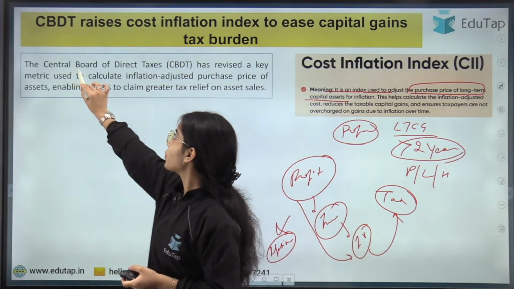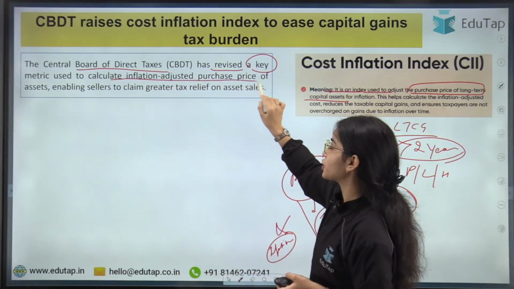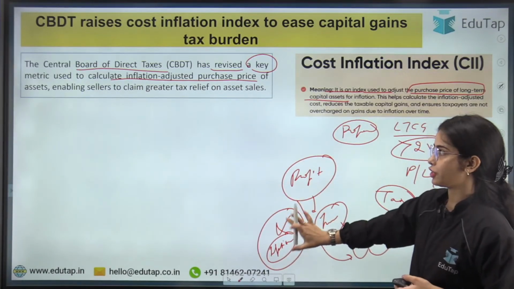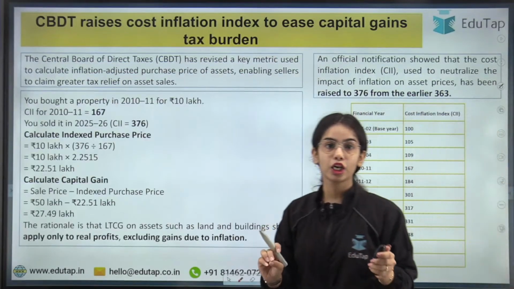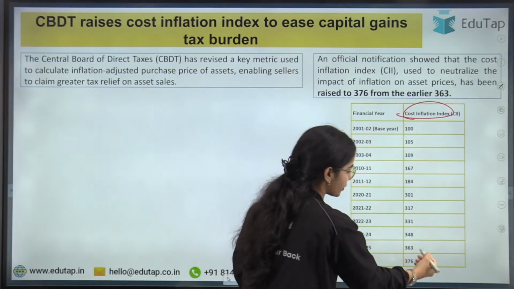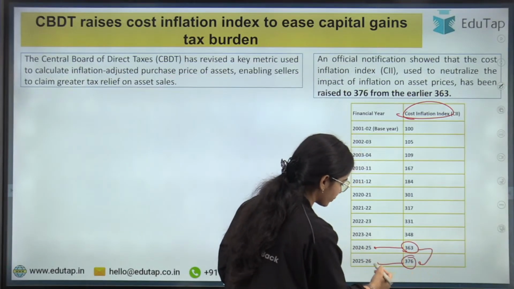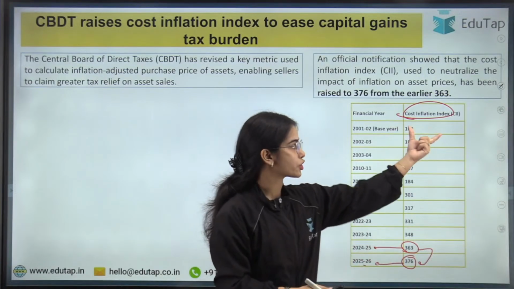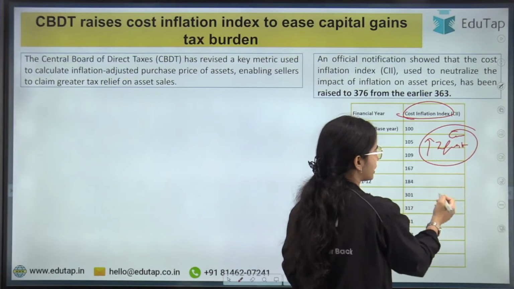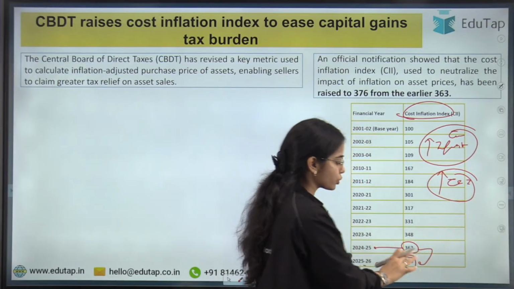The CBDT, that is the Central Board of Direct Taxes, has revised a key metric used to calculate the inflation-adjusted purchase price of an asset. We are basically adjusting the purchase price for inflation. Let's take an example so that you have better clarity. First of all, the cost inflation index value has increased from 363 in 2024-25 to 376 for 2025-26. Because inflation is increasing, the cost inflation index is also increasing.